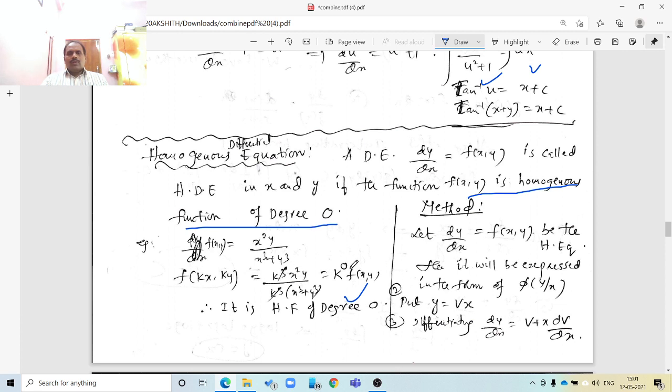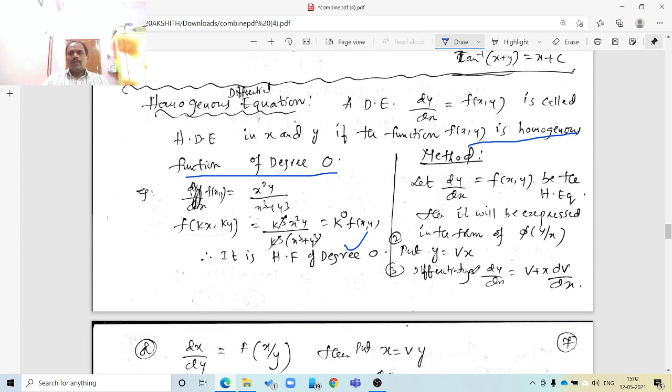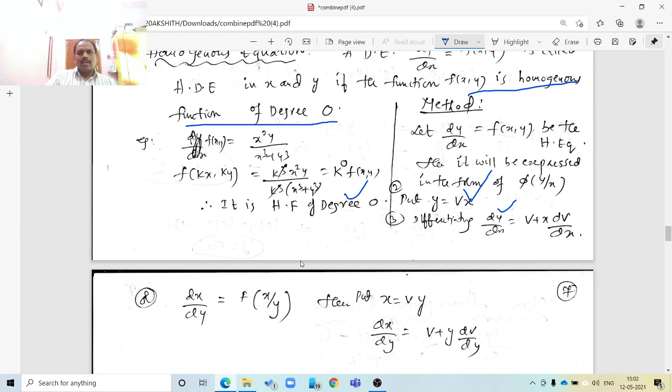Or simply, if x power n is common, if you take x cube common, this is x cube into y by x, and x cube into 1 plus y cube by x cube. That means if you take x power n common, it can be expressed as f of y by x. That n is called the degree. So whenever it is a homogeneous function of degree 0, the working rule to solve a homogeneous differential equation is you take y is equal to vx. After substitution, the regular process will be dy by dx equal to v plus x dv by dx.